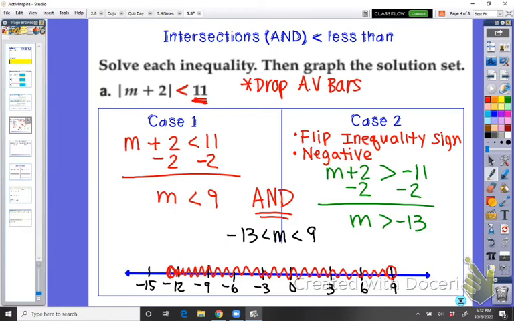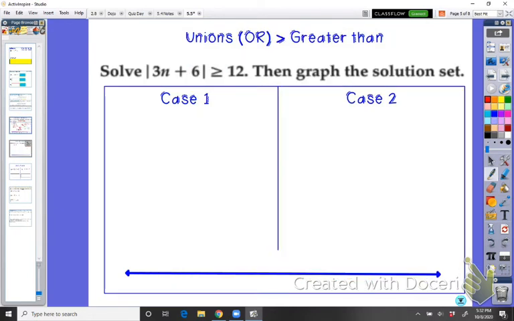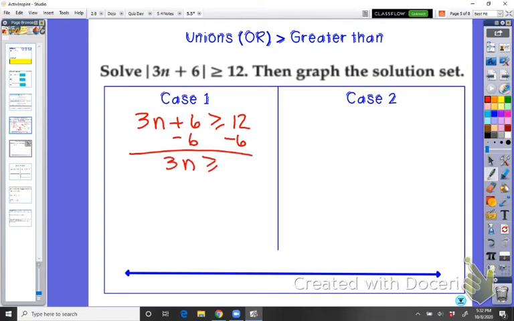Next up, we have the or statements. So that's a greater than or greater than or equal to. This is going to have the keyword of an or in between our two cases. So case 1, again, drop the bars, just solve it as it is. 3n plus 6 is greater than or equal to 12. So we're going to subtract 6 and divide by 3. N is greater than or equal to 2.